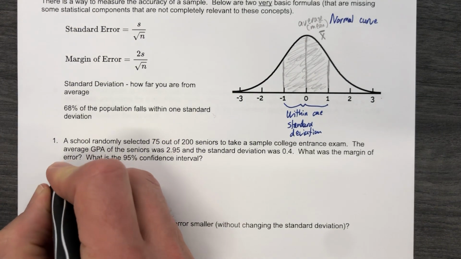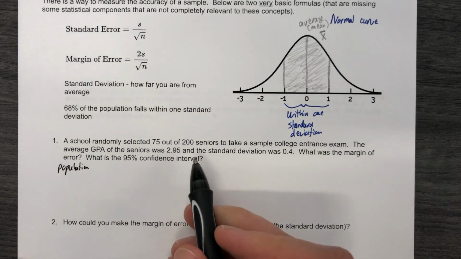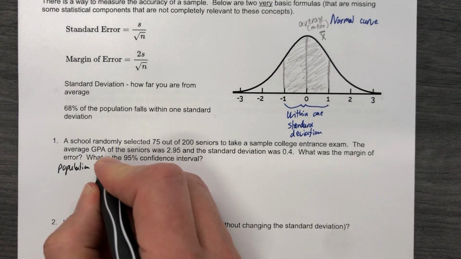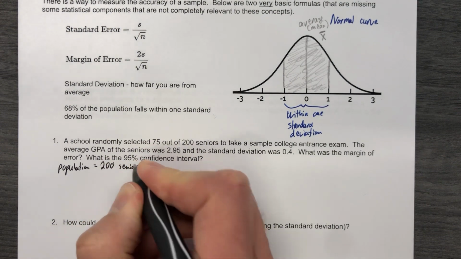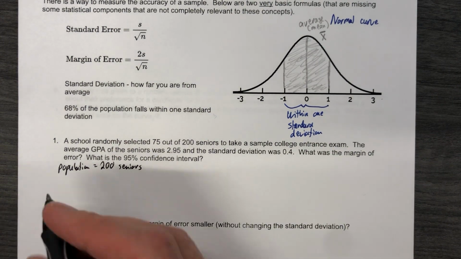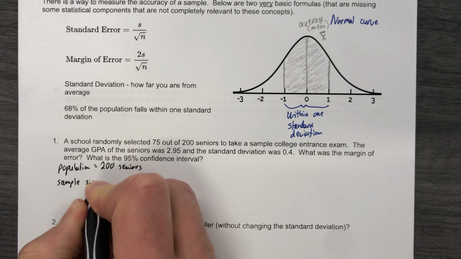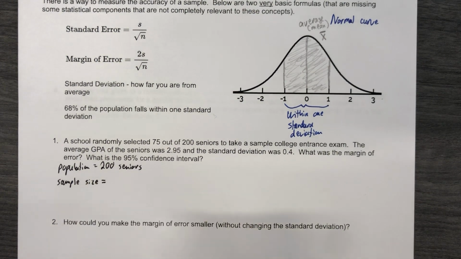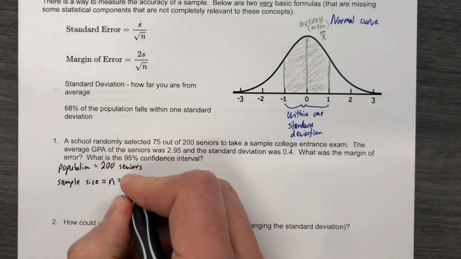I know that the population is 200, and there's 200 seniors, so you could just say it's 200 seniors. We selected 75. So the sample size, which is, we're defining a variable now, n, is 75.